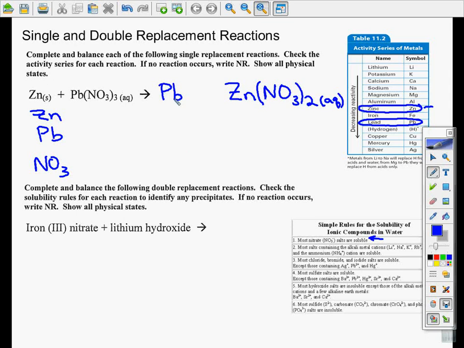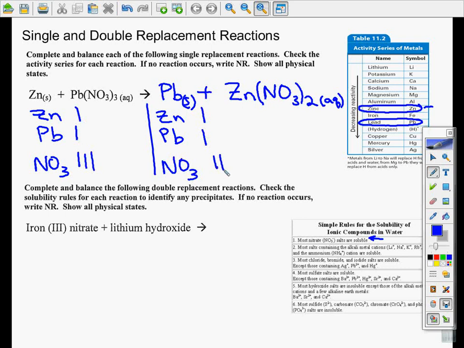So we have the lead solid plus the zinc nitrate. I want to put zinc on top. I just want to keep the products and reactants together. We have the lead and we have the nitrate. And let's see how many we have. Here we have 1 zinc on this side, we have 1 lead, and we have a total of 3 nitrates. Over here, I have 1 zinc, 1 lead, looking good, and 2 nitrates.